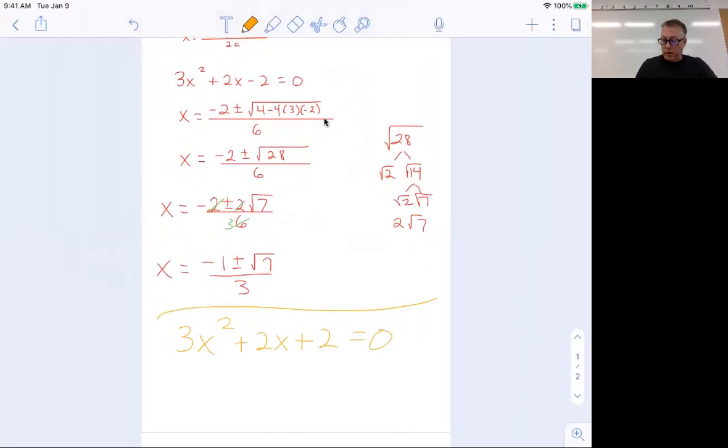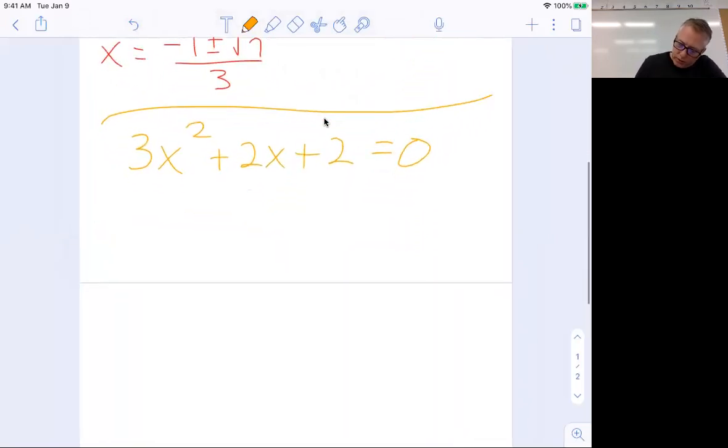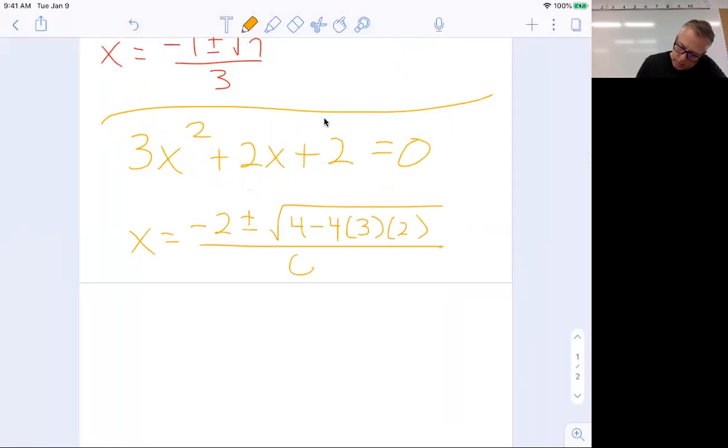Now I'm going to go even a little bit more quickly because we just did that, and you don't necessarily need to write this down. So x is equal to the opposite of b plus or minus the square root of b squared minus 4 times a times c, all over 2 times a.